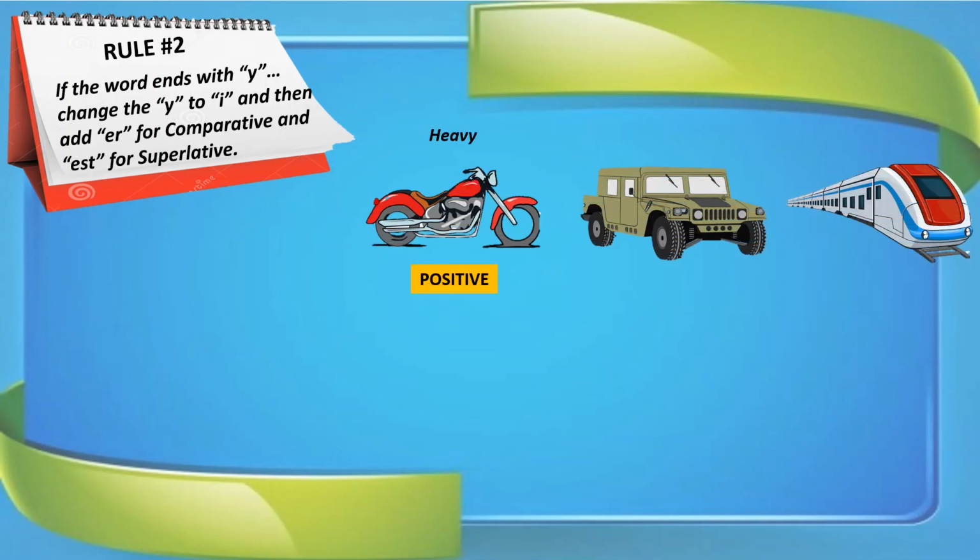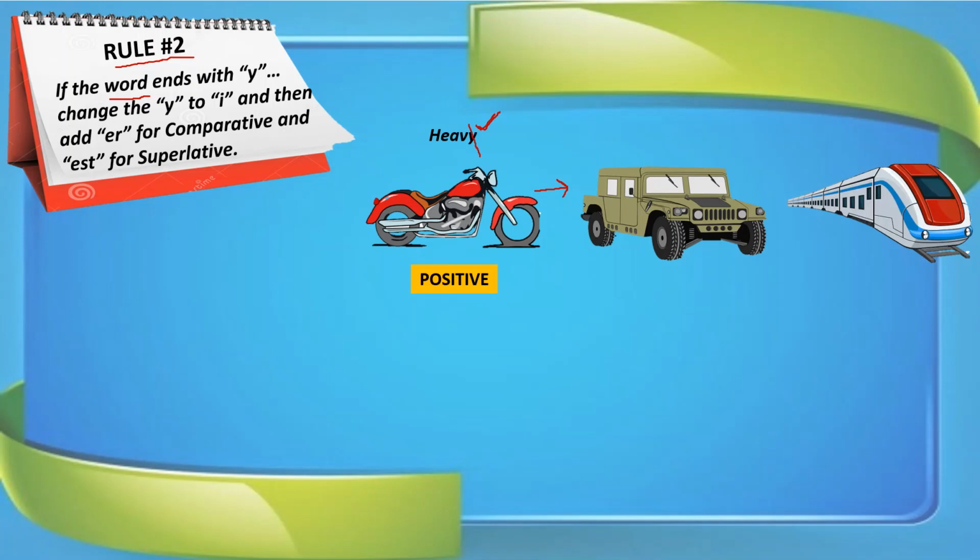The example is heavy. Now, if you look at the word heavy, it is an adjective which is in the positive degree. Because this adjective ends with the letter Y, we have to apply rule number 2. So what does rule number 2 say? That if you have an adjective which ends in the letter Y, as we can see in the case of heavy, before converting it to the comparative form, you first need to remove this letter Y.